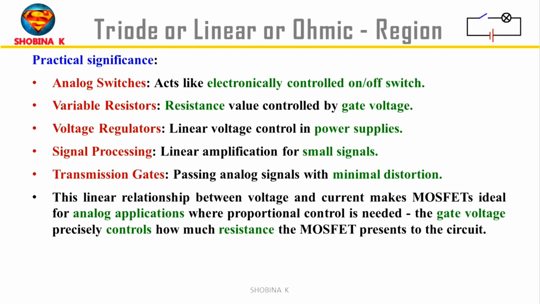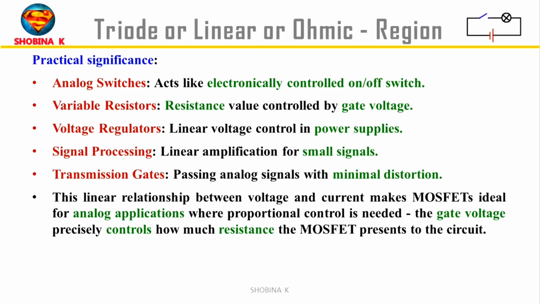Then it is used in transmission gates. Transmission gates are special type of electronic switches made using MOSFETs. They are used to pass analog signals like sound from a mic or voltage from a sensor. When the switch is on, the signal flows through it smoothly without changing its shape or losing strength. That's why they are used in audio systems, sensor circuits, and mixed signal ICs.